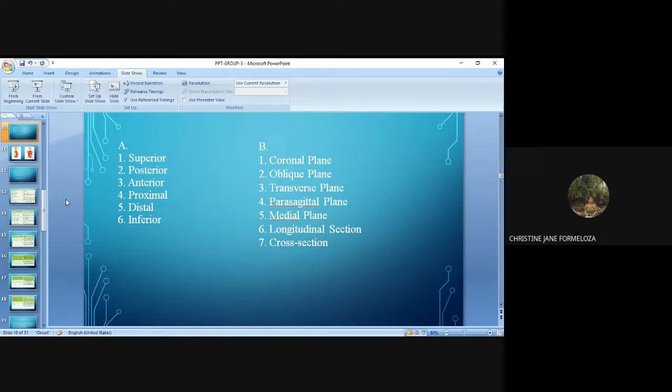Number 1. Superior. Superior means toward the head end, or upper part of a structure or a body. For example, the mouth is superior to the chin. Number 2. Posterior. Posterior means toward or at the back of the body. Example, the brain is posterior to the eyes. Number 3. Anterior. Anterior means toward or at the front of the body. For example, the teeth are anterior to the throat.